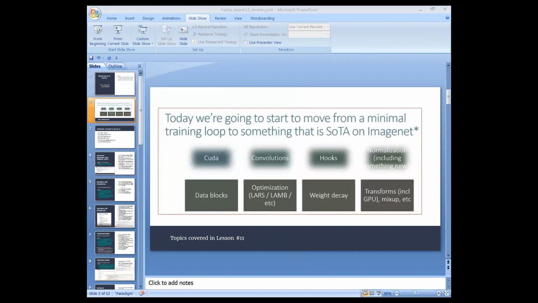This is the lesson plan for today. He was going to do some audio. He's going to start audio today, but he said that there's too much that he wanted to do. He can't get to the audio yet. So today we're just going to do the data blocks, some optimization, talk about weight decay, and some transforms.